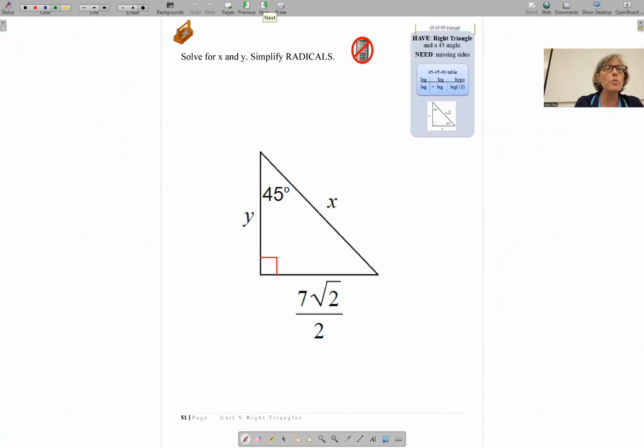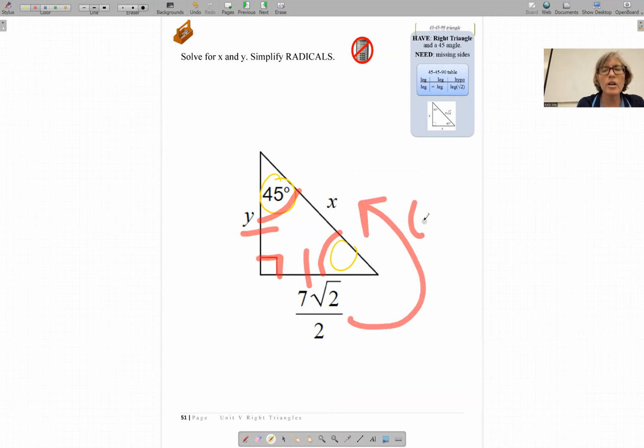Let's take a look at this one. What do we have? Oh, looky there. We have a 45, 45, 90. Leg, leg root 2. So again, chant and trace at the same time: 45, 45, 90, leg, leg root 2. So this one, of course, the legs are equal.